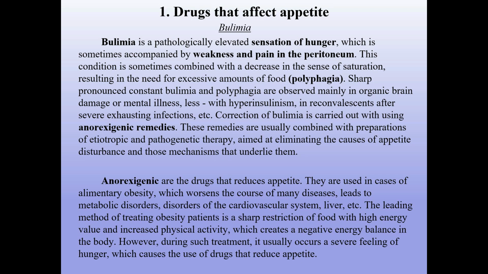Correction of bulimia is carried out using anorexigenic remedies. These remedies are usually combined with preparations of etiotropic and pathogenetic therapy aimed at eliminating the cause of appetite disturbance and those mechanisms that underlie them. Anorexigenics are the drugs that reduce appetite. They are used in cases of alimentary obesity, which worsens the course of many diseases, leads to metabolic disorders, disorders of the cardiovascular system, liver, etc.